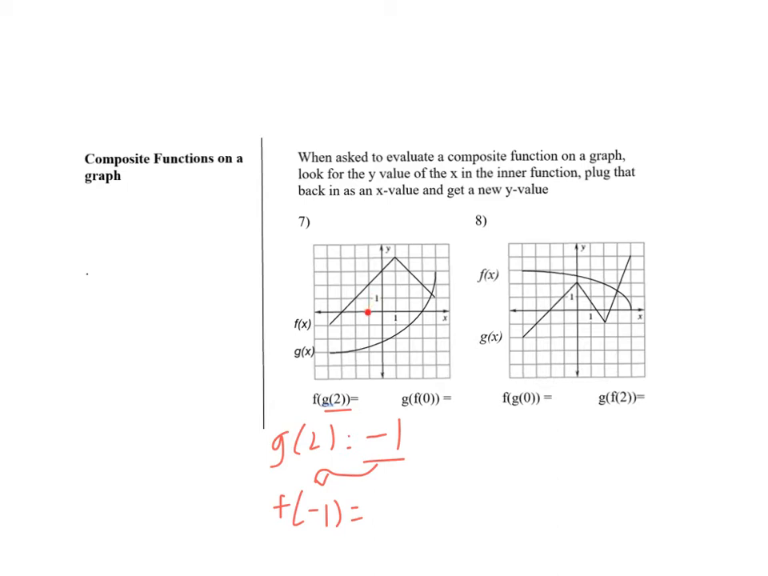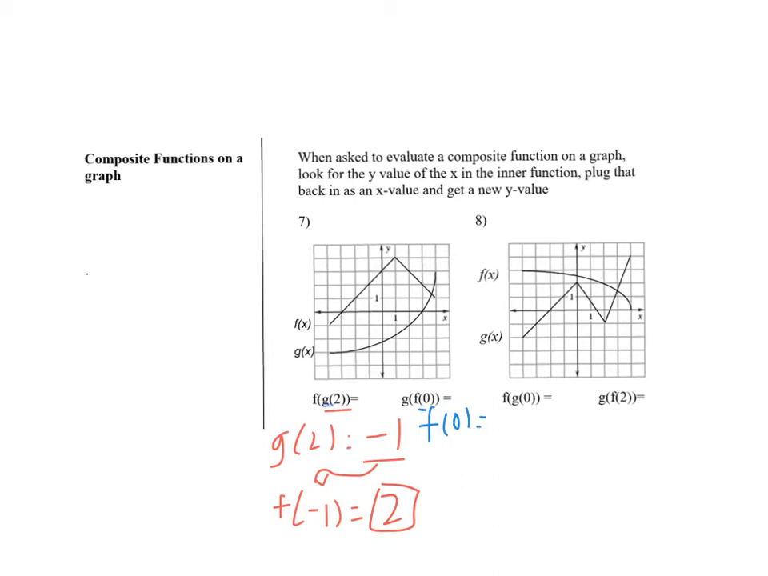So the f function, you can see is up here, and the y value up there is a +2. And so our final answer for this is going to be a +2. It's really not -1 comma +2. It's really just +2. The -1 is kind of our preliminary answer, but our actual answer is the final answer, which is +2.